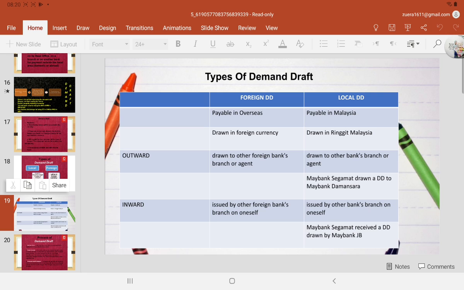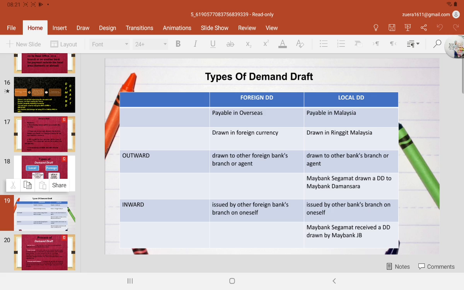And then for foreign demand draft, we have two types, outward and inward. For the local demand draft, we also have outward and inward. The main difference for the local is that it must be payable in Malaysia and in Malaysian ringgit. So here is an example for outward demand draft.